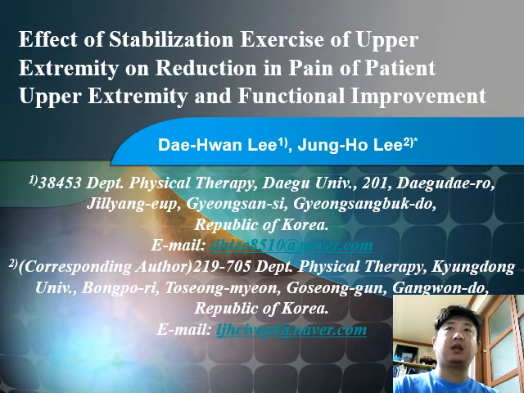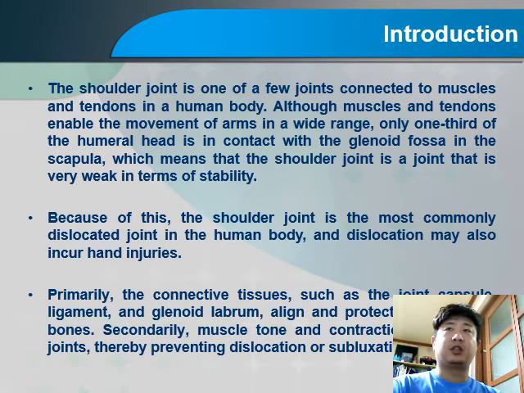Effects of stabilization exercise of upper extremity on reduction in pain of patient upper extremity and functional improvement. Introduction. The shoulder joint is one of a few joints connected to muscles and tendons in a human body.